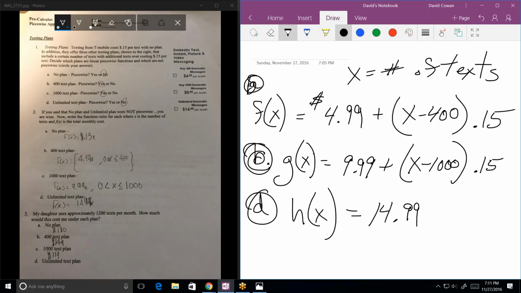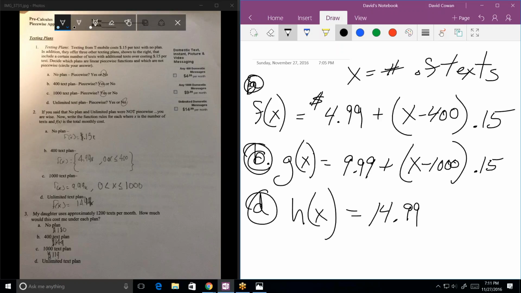you get unlimited messages. So even if x were 1,000,000, I would only pay $14.99. So there's no x for part D. It's just 14.99. Okay. See why? In other words, x is not part of the equation. It's kind of like a horizontal line.